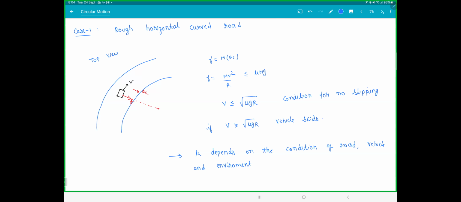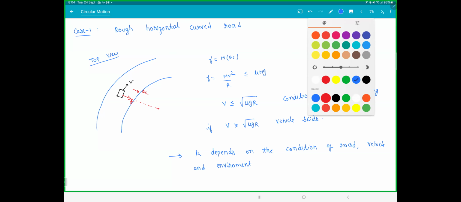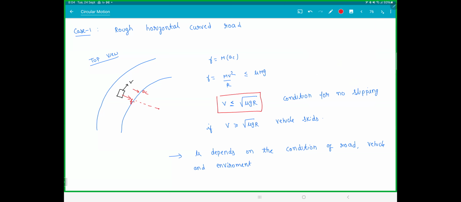Clear? Now the second case: how does banking help you? All clear with this page? So this is a decent result. If something is going on a flat curve without banking, you can't go faster than this. You'll start skidding. You must have seen this: when you're going on a cycle and it rains, ever skidded? Ever took a skid when taking a turn? This is the reason. The mu decreased and your maximum speed has decreased and you can't go more than that.